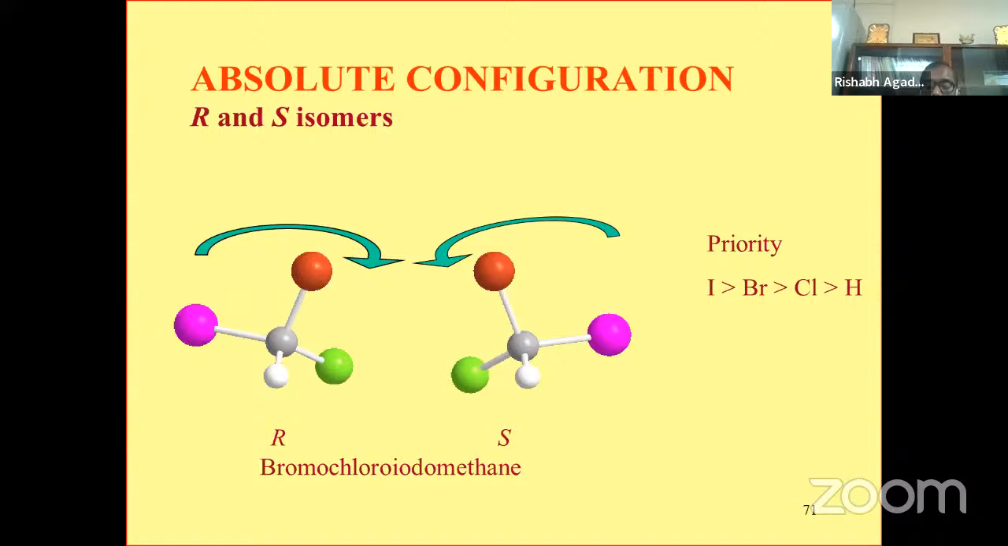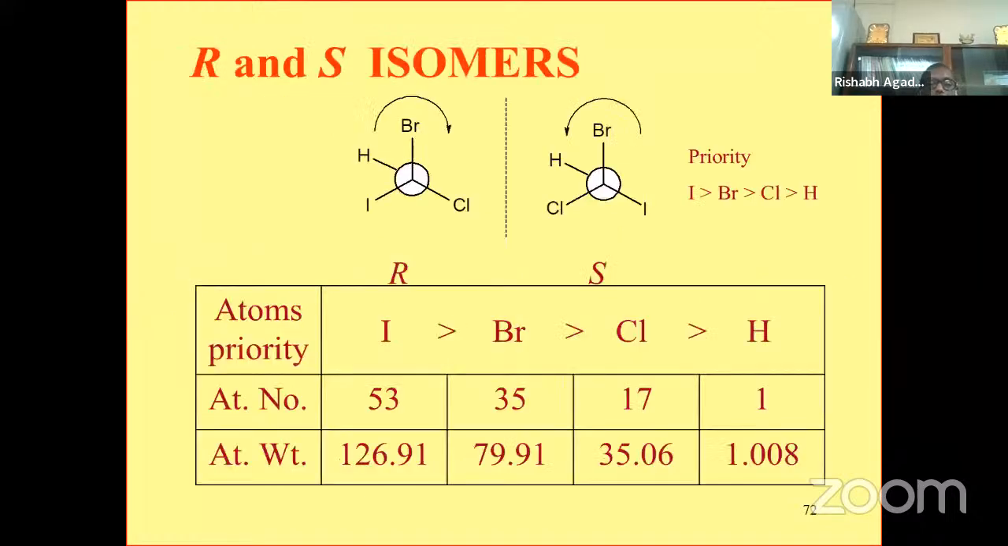Now the stick ball model, how it will look for bromochloroiodomethane. And this is the slide for the R isomer, showing the atomic priority. You can see iodine having atomic number 53, higher; bromine 35, less; chlorine 17; and hydrogen 1. The same is the case for atomic weight. So it obeys the system, and based on that you can call it R and S. I hope you are getting it.